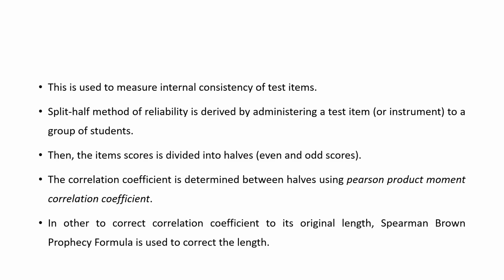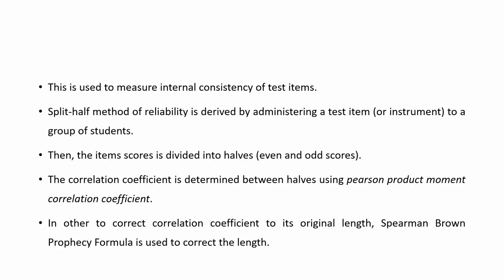After marking, you separate the items into two, the ones that fall in the even and the ones that fall in the odd scores. Of course, because it is 40 items, you have 20 each. So a learner or a respondent will have two scores, one for even and one for odd. Thereafter, those two sets of scores will be computed to get the correlation coefficient using Pearson product moment correlation coefficient.